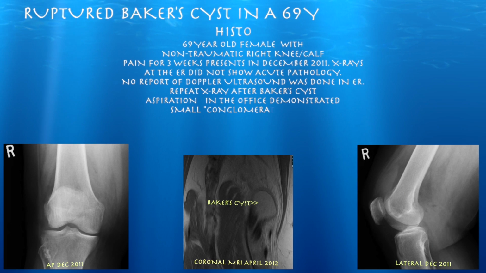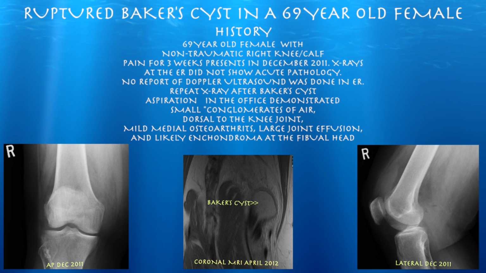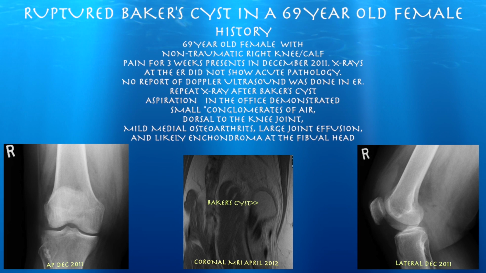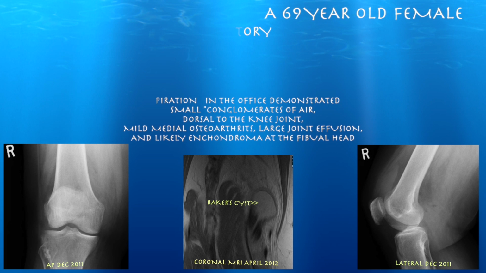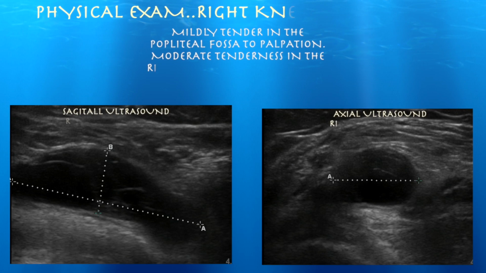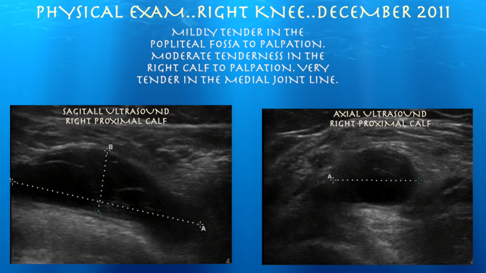This is a 69-year-old female here complaining of pain in the right knee and calf going on for about 3 weeks. She had x-rays done at the ER which didn't show any acute pathology. However, there was no report of an ultrasound done in the ER. Here's a sagittal view of her right knee in the popliteal fossa as well as an axial view, and we can see a fairly sizable Baker's cyst.